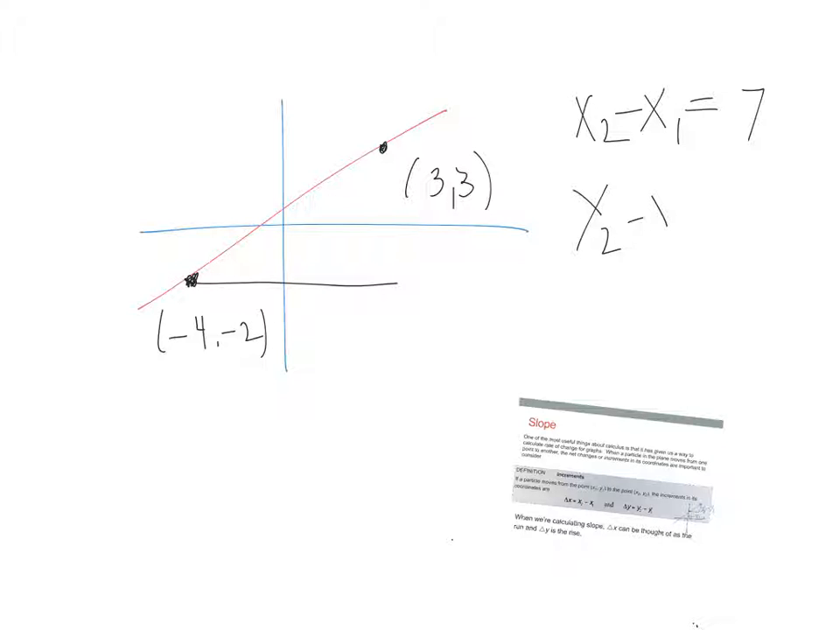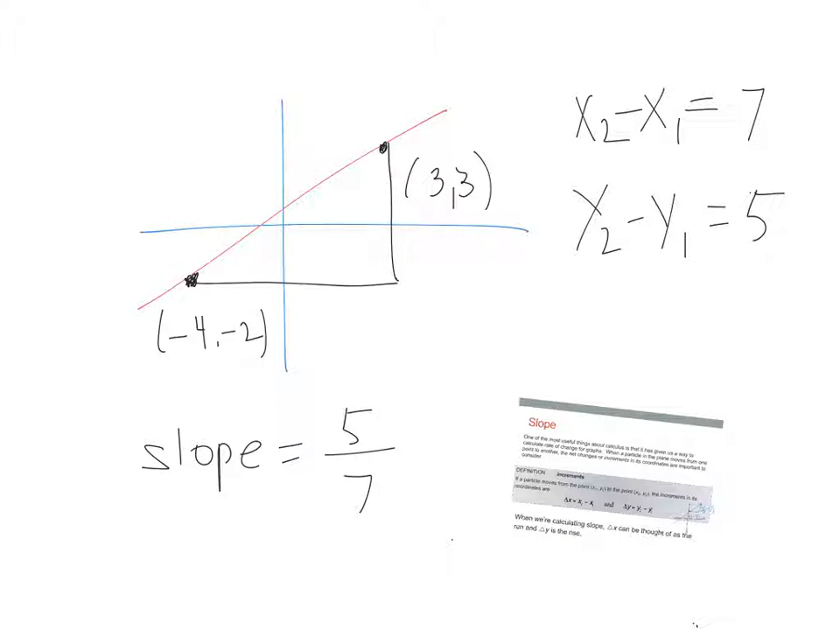y2 minus y1. Okay, I'm thinking of 3 to -2. That's a difference of 5. Okay, so you did this in grade 10. You calculated slope. In fact, probably did it in grade 9 even. Okay, and so our slope, which we are so familiar with, rise over run, is 5/7. Okay?